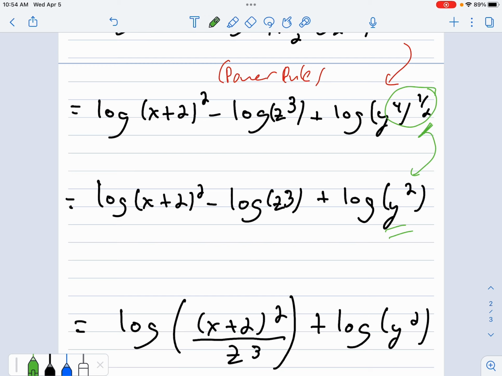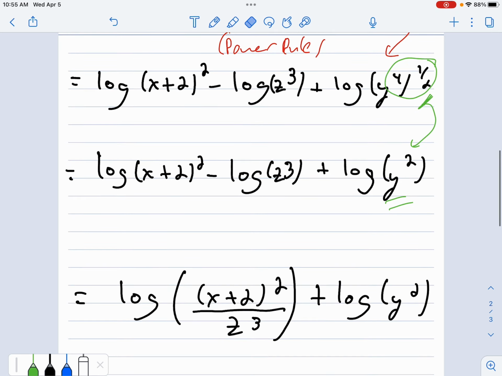And now I can go ahead and use our two other rules, our quotient rule and our product rule. And please note, there's no base written on here seemingly, but by default, when you don't have a base on your log, it's base 10. So you do have a base of 10 here, except that we don't write it down when it's base 10. It's a special log, the common logarithm.